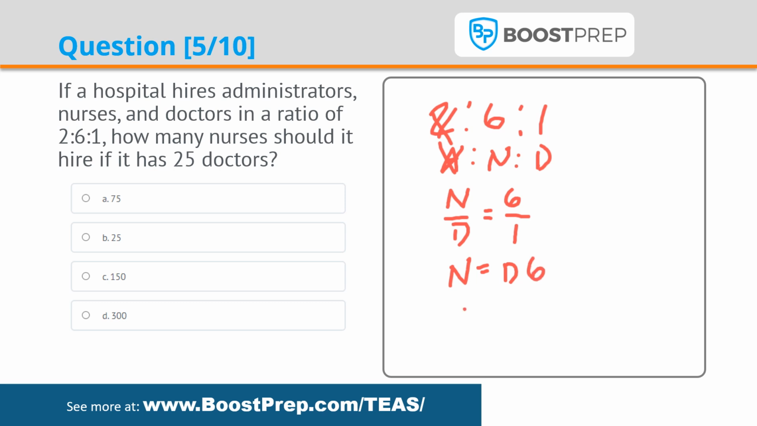So the number of nurses equals the number of doctors, which is 25, times 6, which is 150. And that's the correct answer for the number of nurses for 25 doctors.